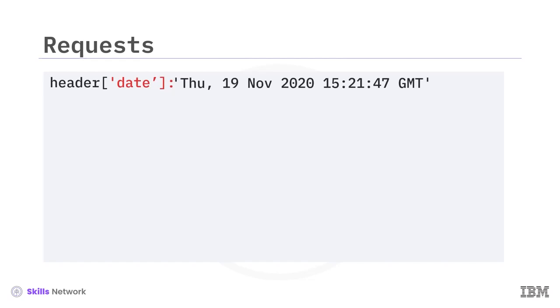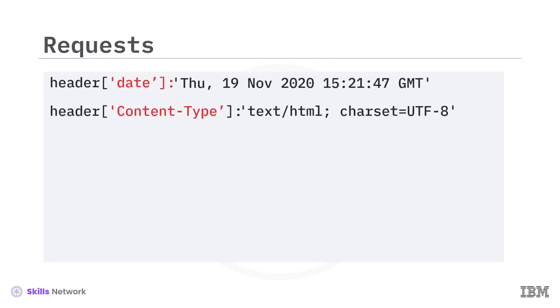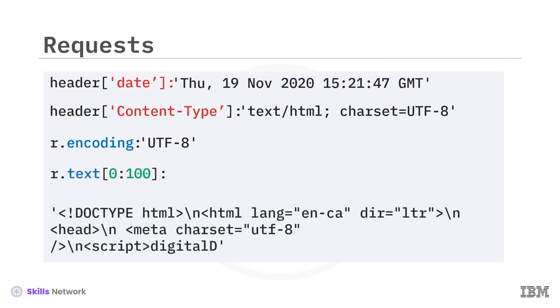We can obtain the date the request was sent by using the key date. The key content-type indicates the type of data. Using the response object r, we can also check the encoding. As the content type is text/html, we can use the attribute text to display the HTML in the body. We can review the first 100 characters. You can also download other content. See the lab for more.